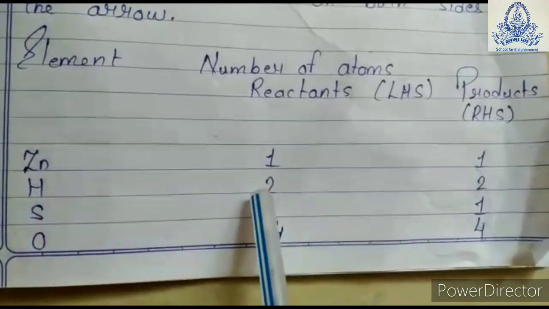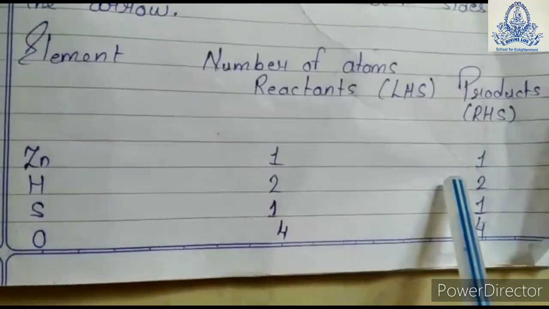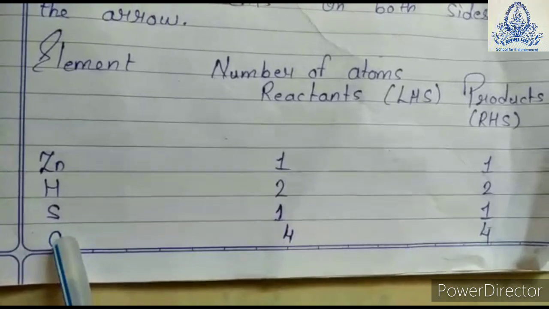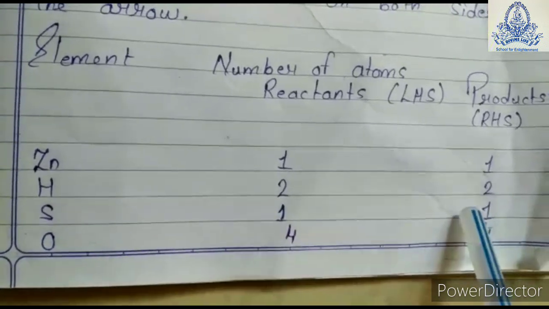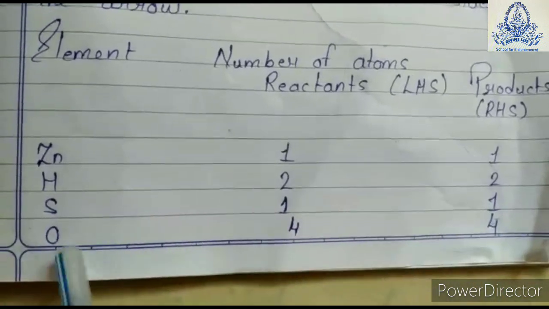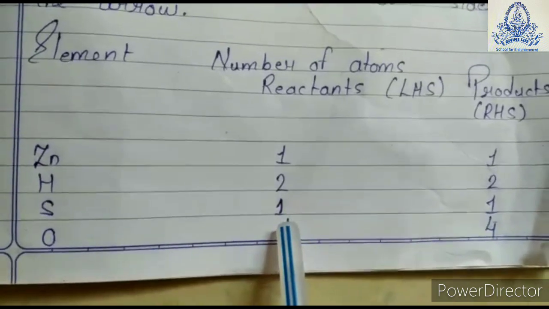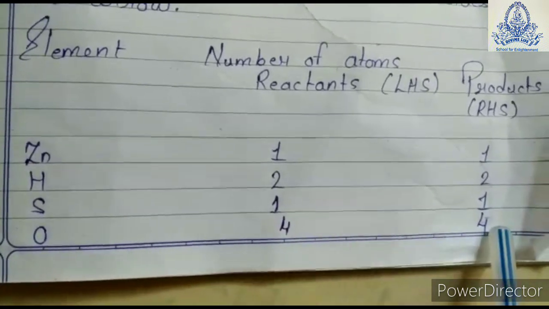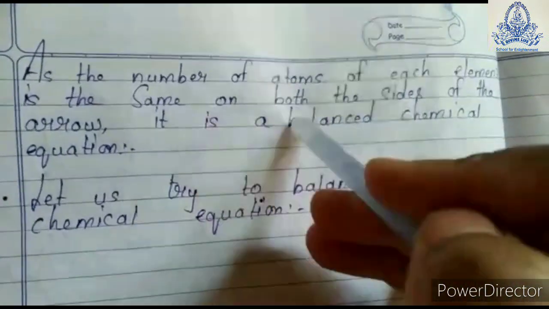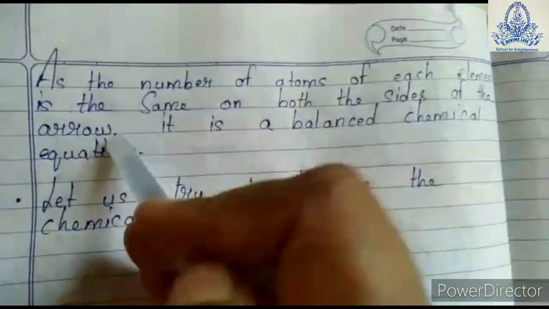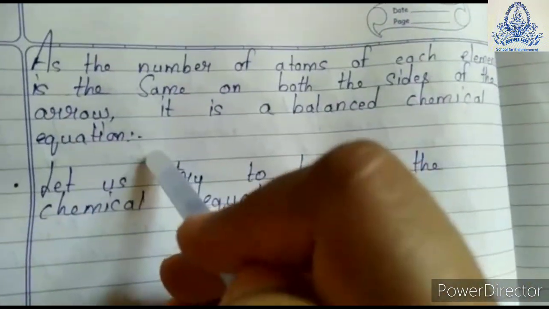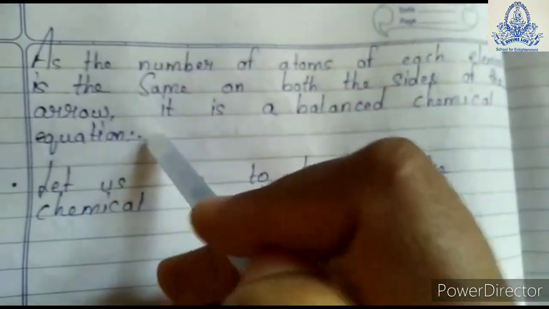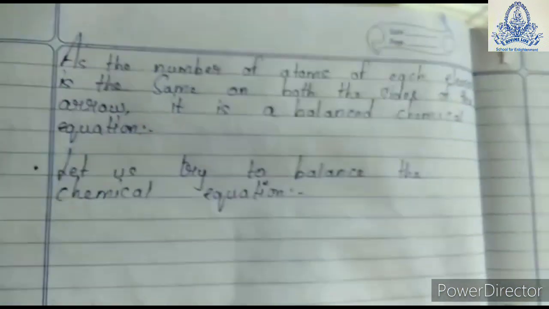Whereas hydrogen is 2 on the reactant side as well as 2 on the product side. Sulfur is 1 on the reactant as well as on the product side. As well as oxygen is 4 on the reactant as well as on the product side. As the number of atoms of each element is the same on both sides of the arrow, it is a balanced equation. I hope you understood why the equation needs to be balanced.